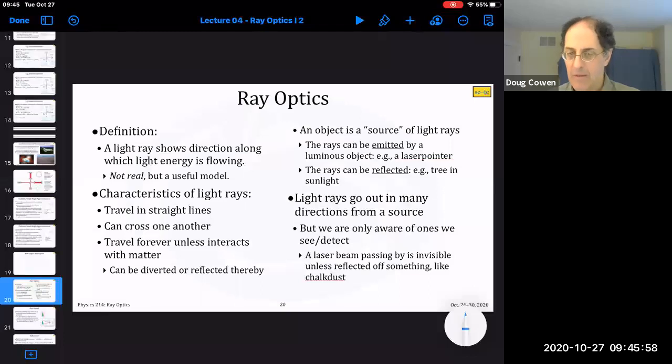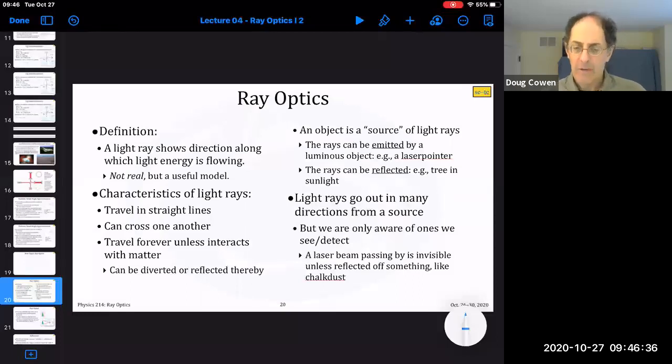The basic idea is that a light ray shows the direction along which light energy is moving or flowing. So the characteristics of these light rays are that, first of all, they travel in straight lines. They can cross one another. They travel forever in the same straight line unless they interact with some matter that causes the light ray either to be bent or reflected. And we'll talk about that in more detail shortly.